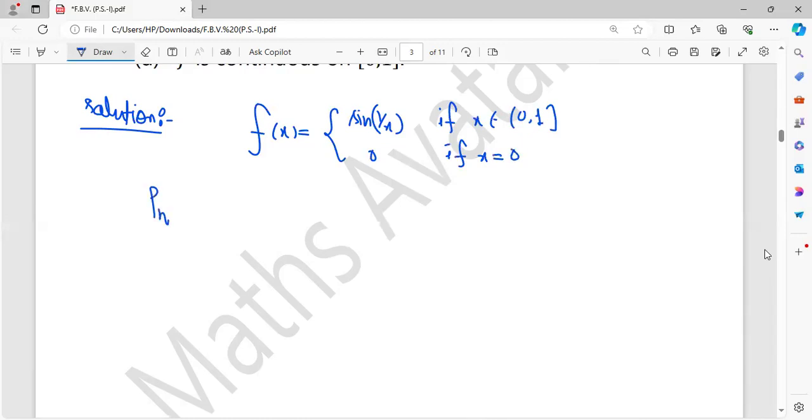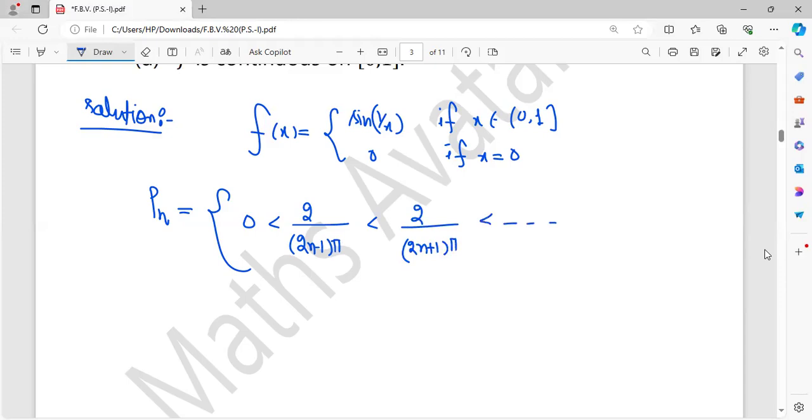So I am taking this partition. P_n is equal to {0, 2/((2n-1)π), 2/((2n+1)π), ..., 2/π, 2/(3π), and last one is 1/π}.